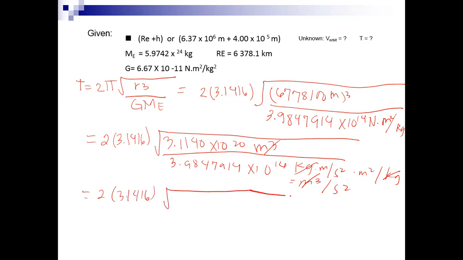Square root naman itong sagot natin dito. So, therefore, di-divide na natin yan. Okay, that number divided by 3.9847914 exponent 14. So yeah, your answer is 7. Okay, this is 781,480. Okay, point. This is 0.82.